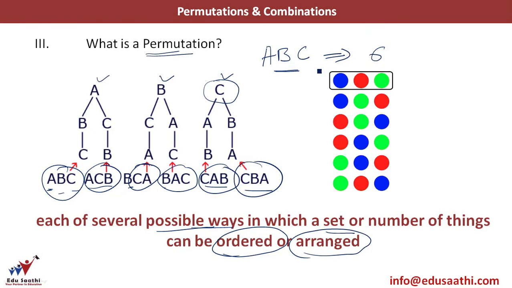By permutation we mean arranging different things, arranging the given things to us. This 6, if you carefully notice, is nothing but 3 factorial. I had 3 letters, so the number of permutations for these 3 letters is 3 factorial. What is 3 factorial? It is 3 into 2 into 1, which is nothing but 6.